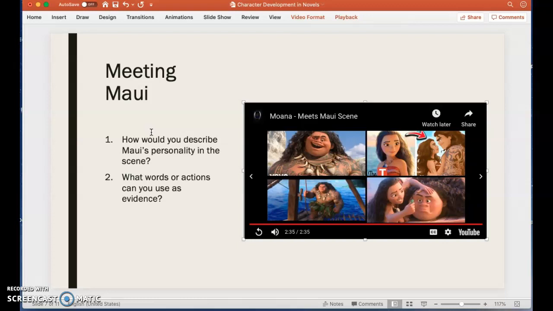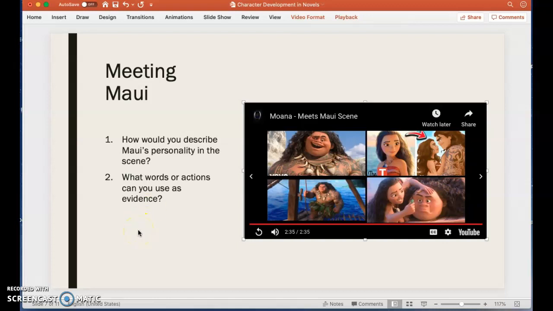Some ways I would describe it, maybe as selfish, because he talks mostly about himself. In his words, he talks a lot about himself and what he's done for other people. Maybe you can talk about how he's full of himself, because he thinks himself bigger and more important than Moana, since he keeps interrupting her. But what we're doing is using his words and his actions to prove that's what the writers thought about his character.